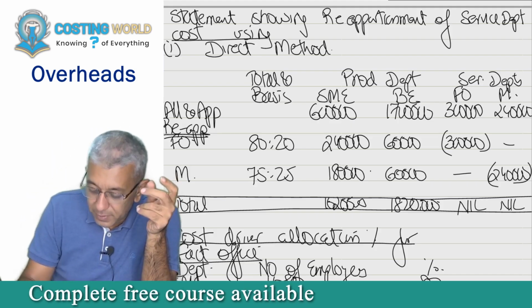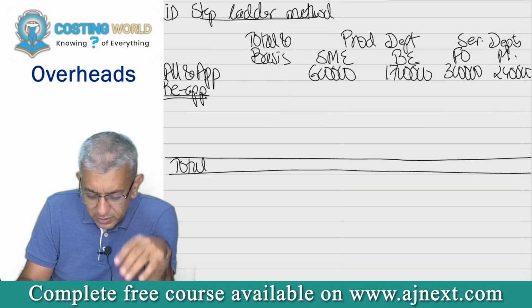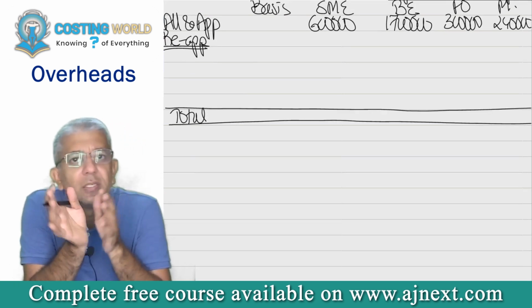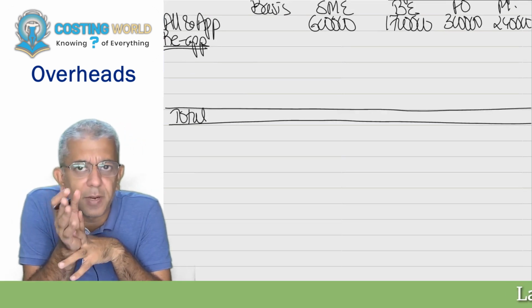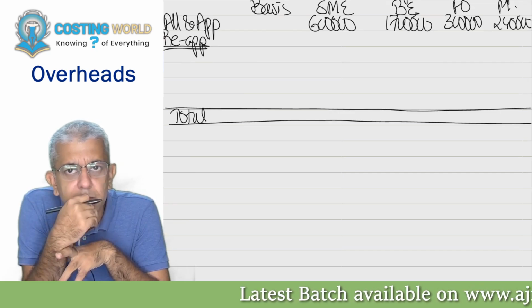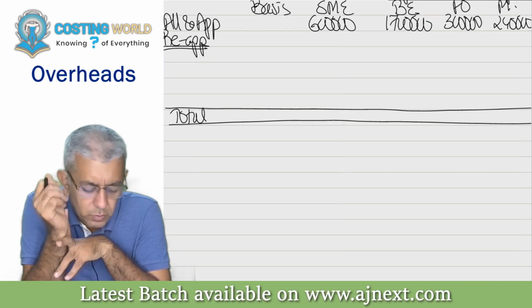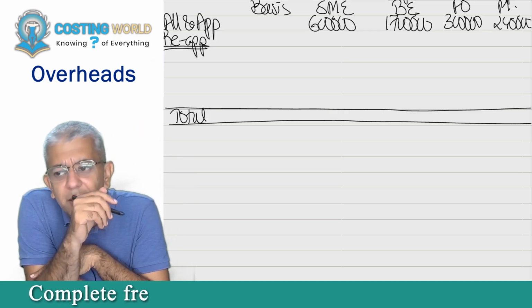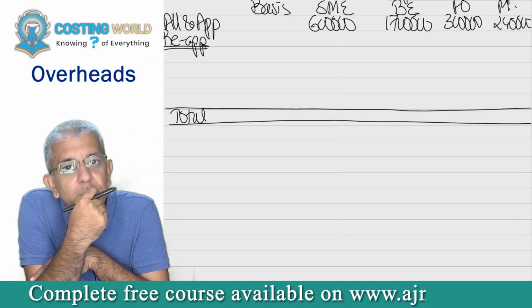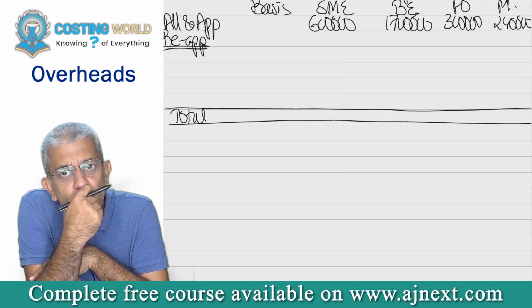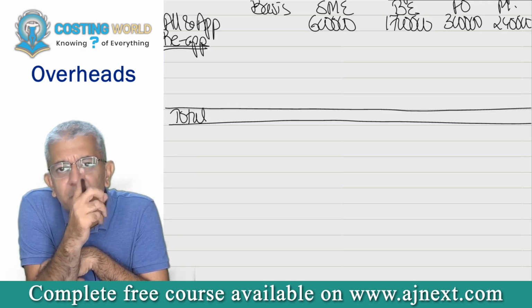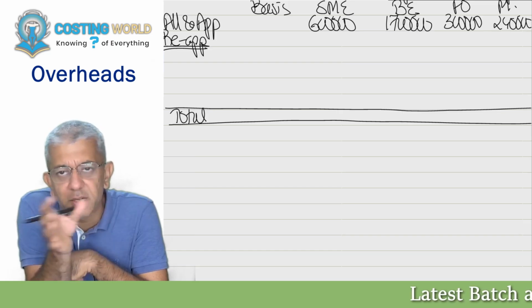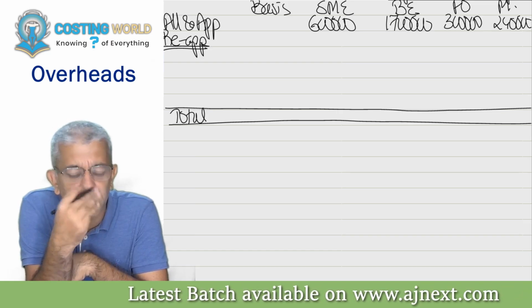Now step ladder method, you all have made the same format. Can we say step ladder method means one department serves the other but not vice versa? Yes, sir. But then we have done only one question on step ladder method. There the order was given to us, no? Divide P first, then Q. The first question, I guess, that we all had started in the previous lecture. That was like that only here.